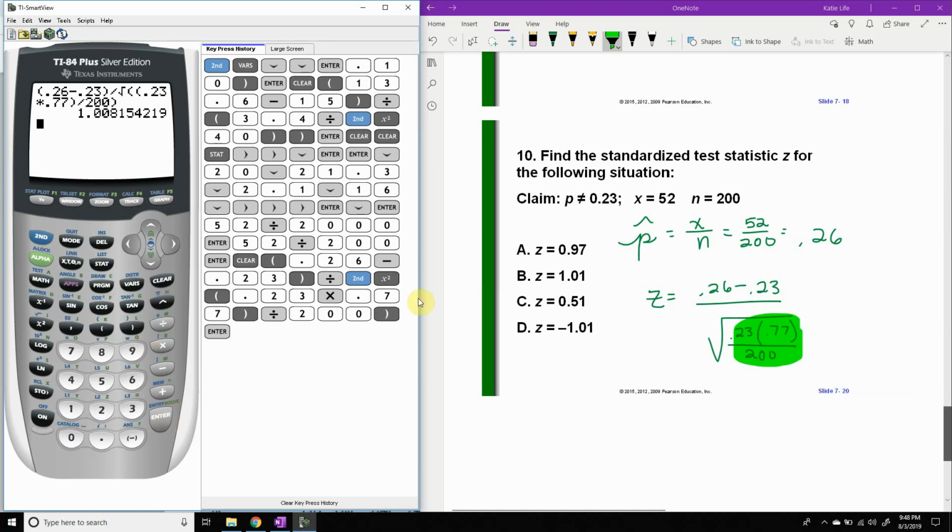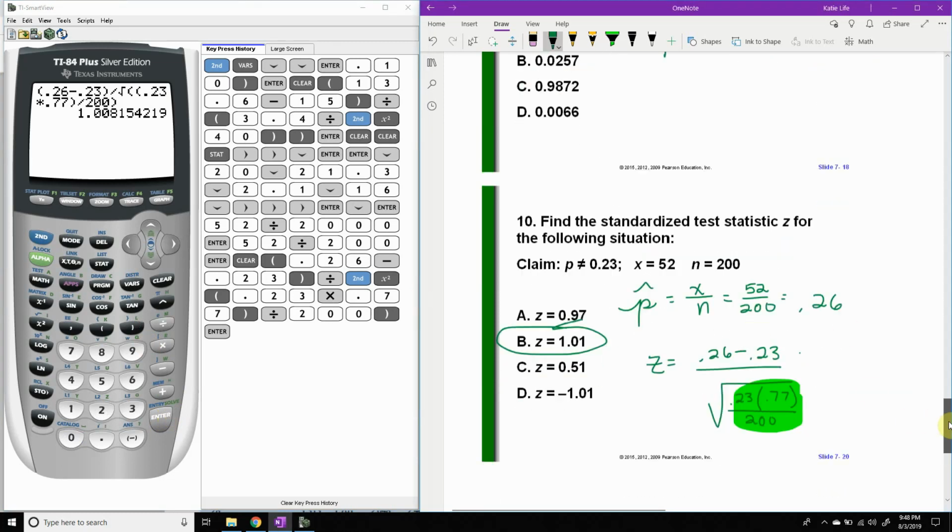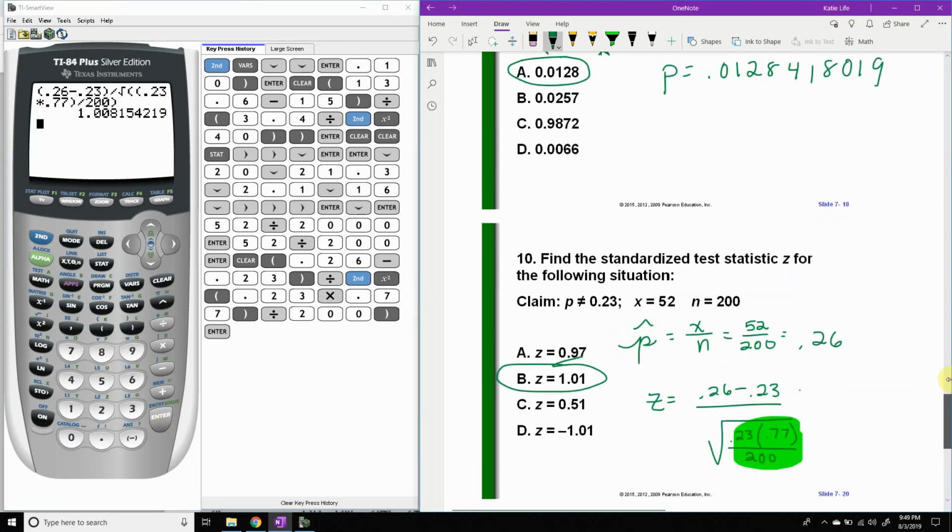So 1.00815 should round to about 1.01. And that concludes our review for Chapter 7.